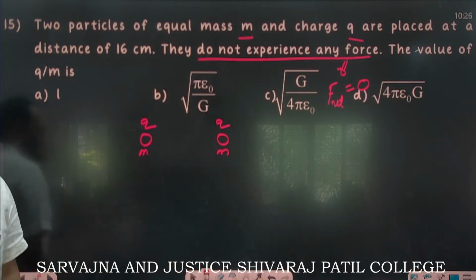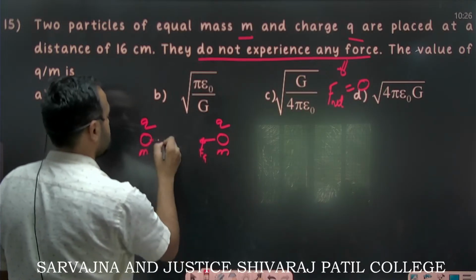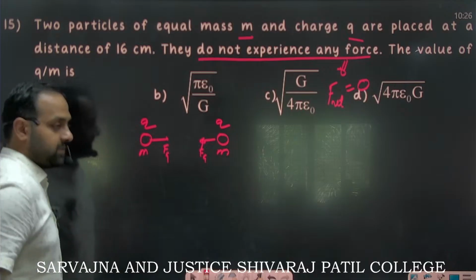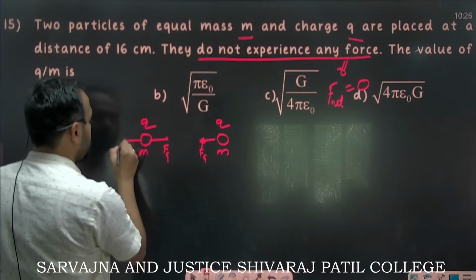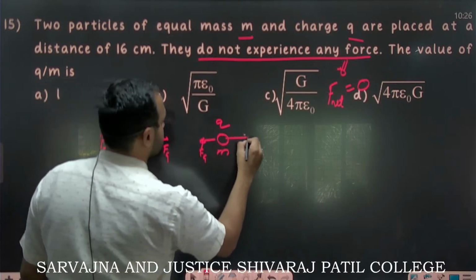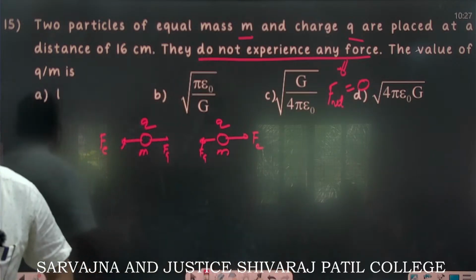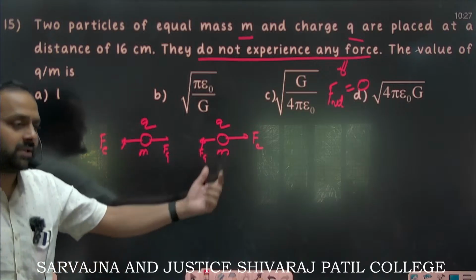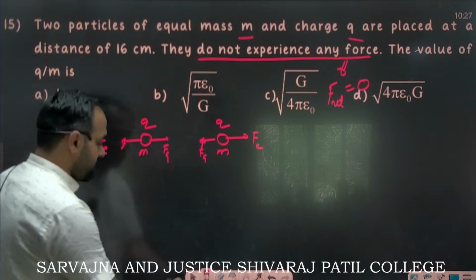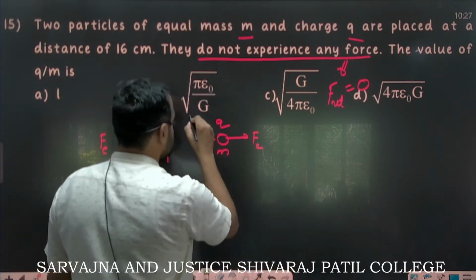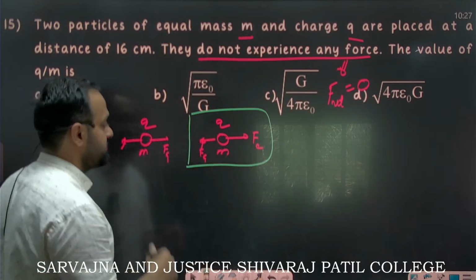How does the net force become 0? Because of mass, there will be gravitational force, yes or no? Attractive gravitational force, and because they have charges as well, there will be electrostatic force of repulsion. When the two are equal, what happens? They will be in equilibrium, or the net force on them will be 0. So let's take a particular mass, this one, and let's write that electrostatic force is equal to gravitational force.